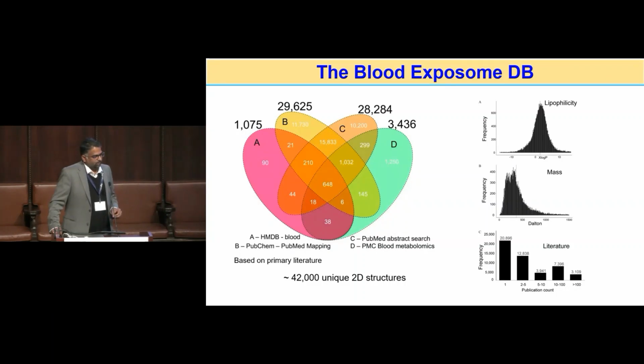And if you look at it altogether, this is about 42,000 unique two-dimensional chemical structures that were ever reported for blood-related publications. And if you look at properties, the distribution of their mass and lipophilicity, it's 1 point something, so it's close to semipolar, and the majority of them are below 1,000 Dalton, and almost 3,500 have at least 5 publications or more in which they were reported for blood.